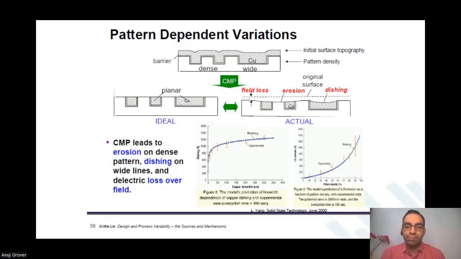Sir, where did density come into the picture? According to what I understand, it totally depends on the width, right? Dishing depends on the width, but we are talking about another effect, erosion over here, or field loss over here. Look at the slides. There are two new terms which have been introduced, field loss and erosion.